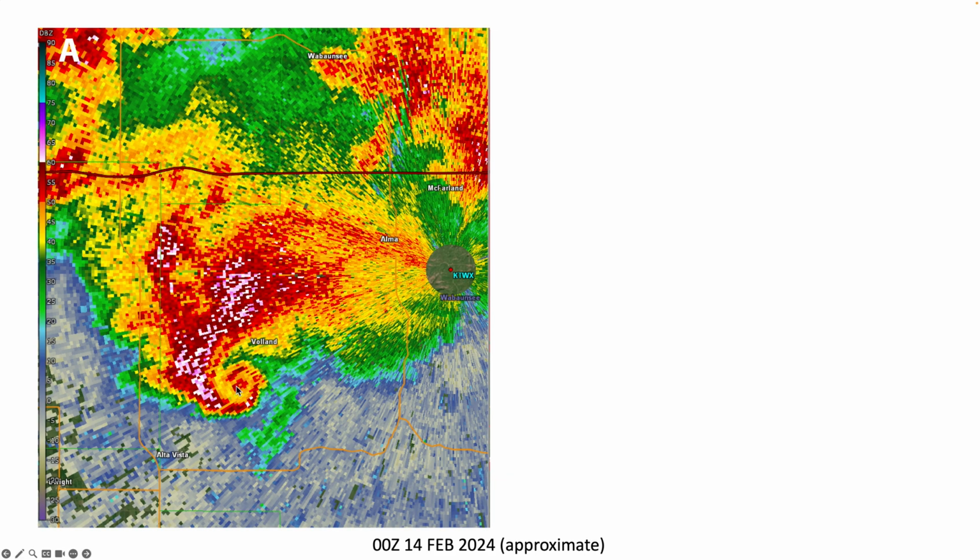So wouldn't it be nice if we actually were able to identify rotation at cloud level 30, 45 minutes before the touchdown of a tornado so that we could actually give the public lots of warning so they could get to safety? And the answer is, yeah, it would be great, and now we can do it.